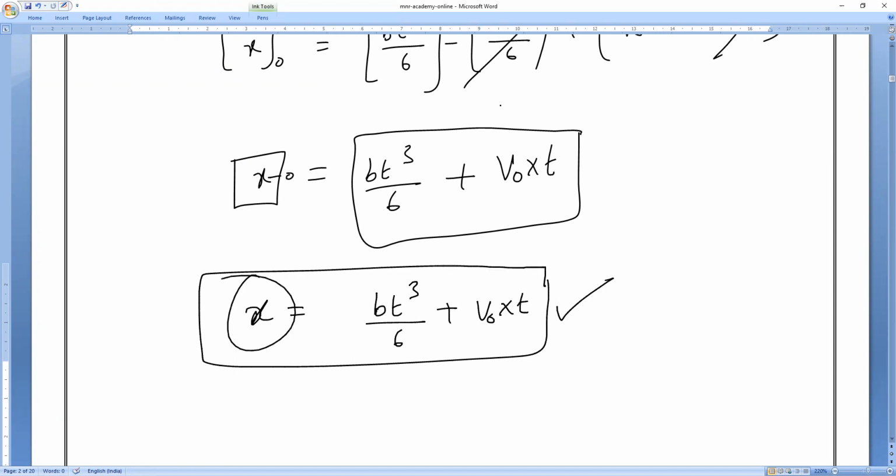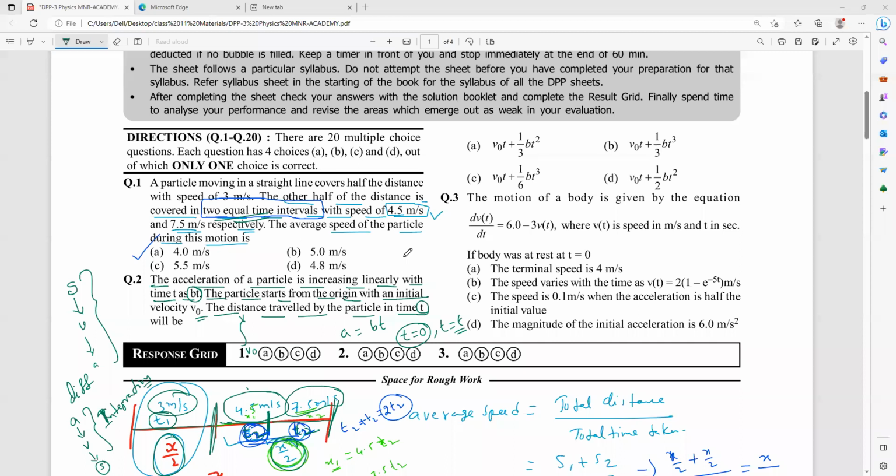So verify our options. What is the option matching? You can check it, all of you. Option C. Bt cube divided by 6 plus v naught t. So that is option C, the correct answer.